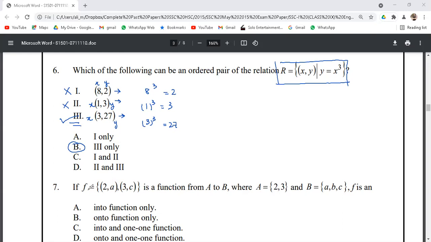Let's come to question number 7. In question number 7, we have a function from A to B, where A is equal to 2, 3 and B is equal to a, b, c. So A is 2 and 3 and B is a, b and c. The function we have is 2 to a, 3 to c. So we have to identify which function this is.